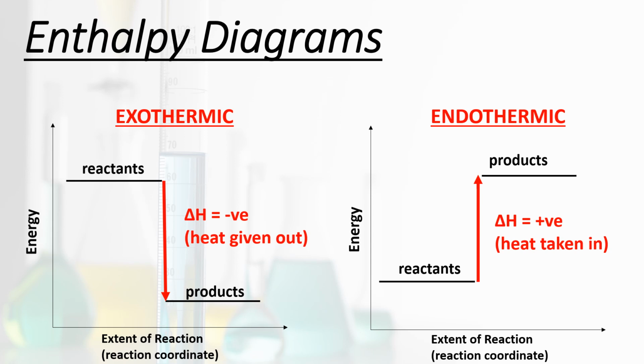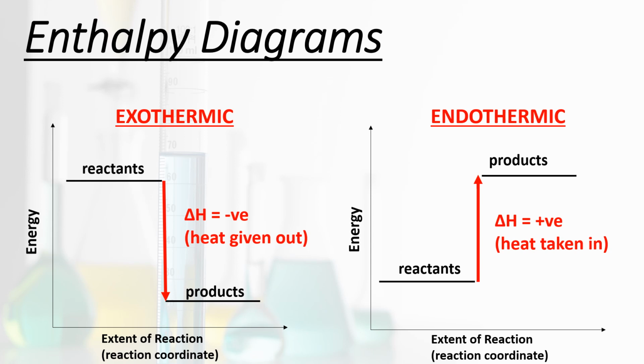And then on the x-axis, you have the extent of reaction. What this essentially means is how far along the reaction we are, from where we start off with just reactants to ending up with just products. How far along that in-between are we? It's sometimes called the reaction coordinate, but it simply means how far through the reaction we are.